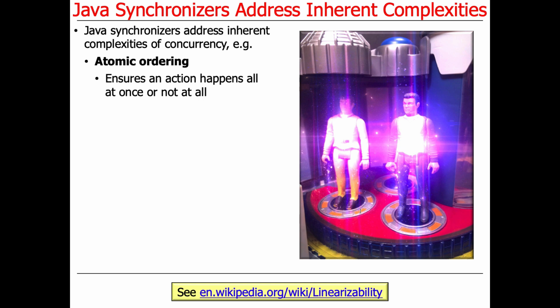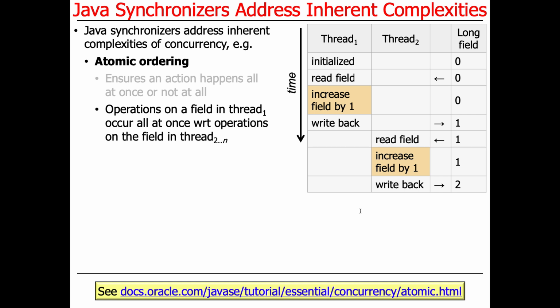And one of them is atomic ordering, which, as we talked about before, is just a way to ensure that an action either happens all at once or doesn't happen at all. So again, the transporter beam is an example of that. Here are some simple examples of the issue of atomic ordering. What we'd like to be able to do is assure that operations on a field accessed by two threads, so this is going to be shared mutable data, right? A field that's shared mutable data or shared mutable state.